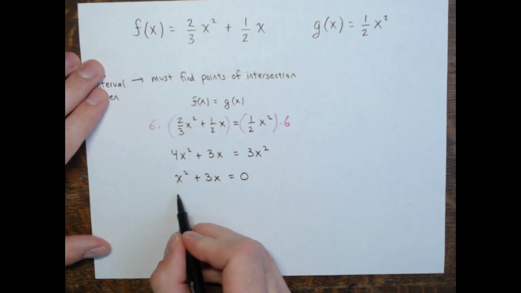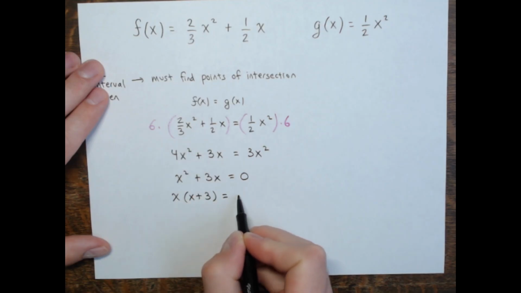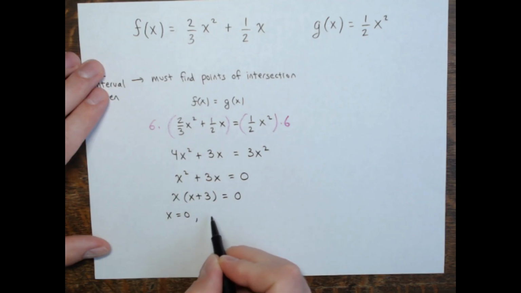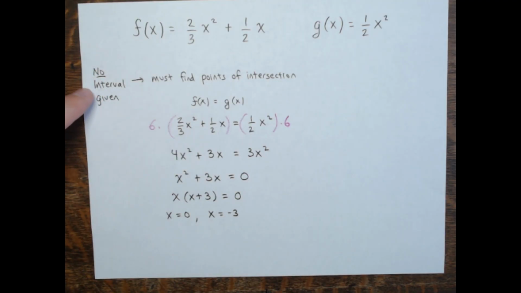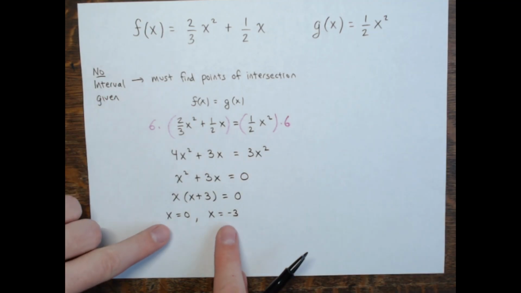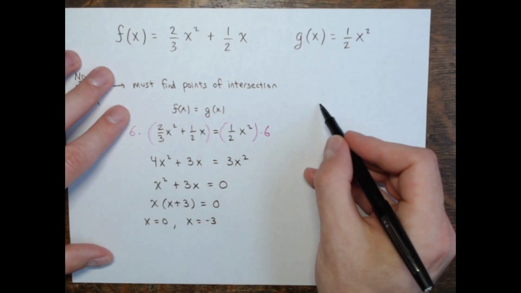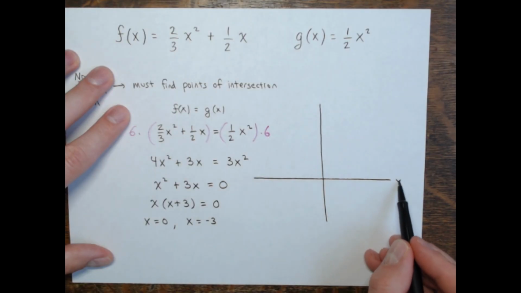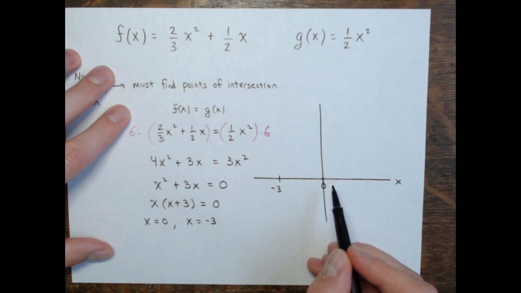This is nice and factorable. This is x times x plus 3. So this is equal to 0 when x equals 0 and when x equals -3. So that looks like the interval I'm going to be integrating over for this region. We'll see the drawing in a second. It's going to be from -3 to 0, right? -3 is to the left of 0. So let me show you. We're going to go from -3 to 0.